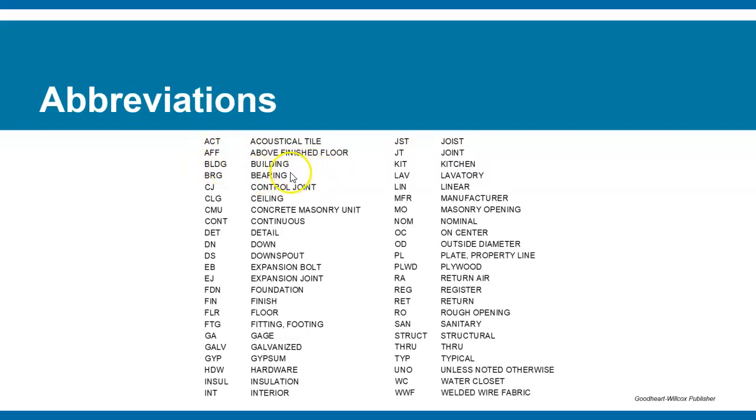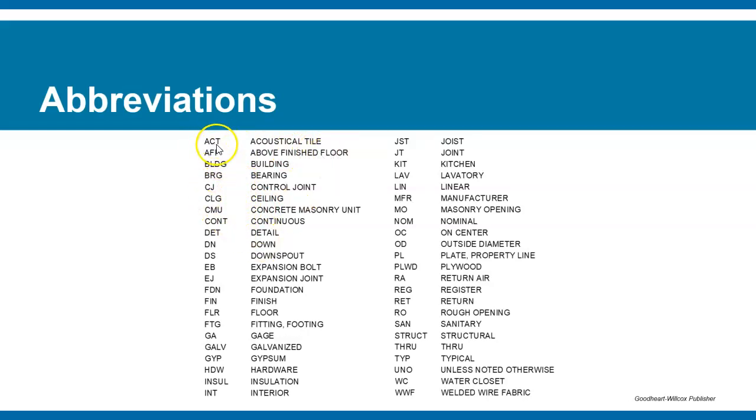BLD represents the building. There might be a building line. BRG is bearing. Bearing is something that's supporting a load or carrying a weight overhead. So it might tell you that a column is bearing, load bearing. CJ could represent the line on the floor of concrete called the control joint. CLG means ceiling. So we can have an acoustic tile ceiling.